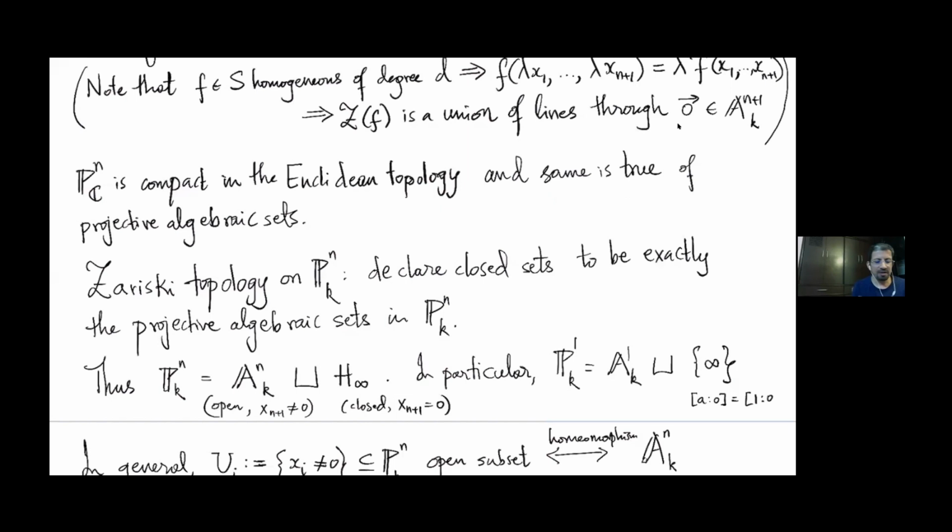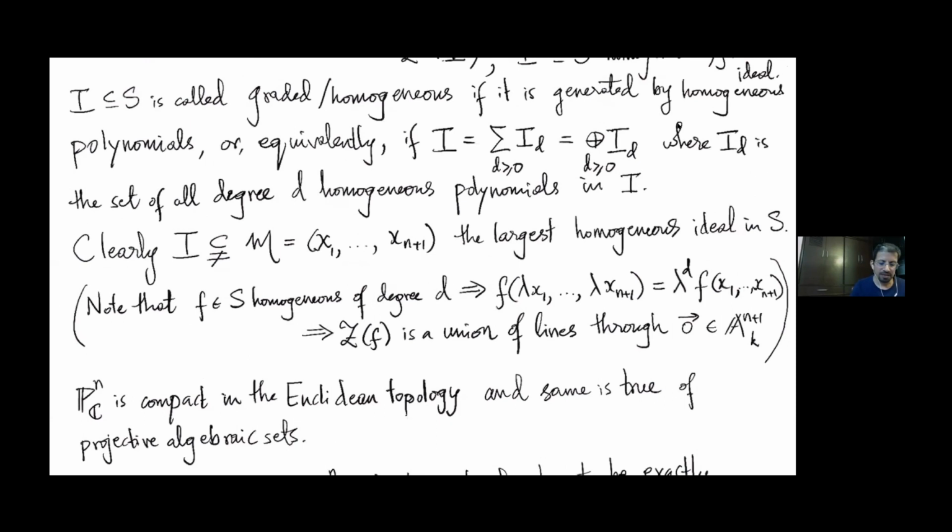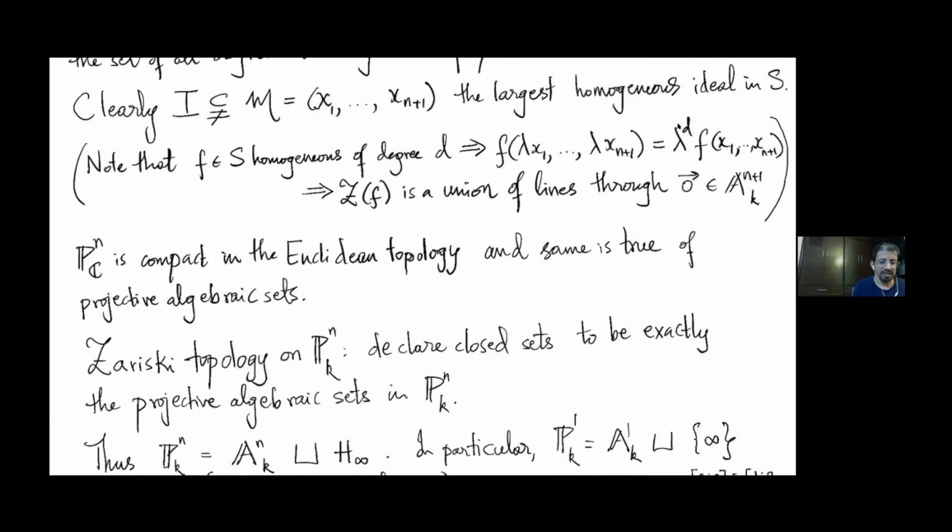And in fact, the same will also be true about projective algebraic sets, because they are closed subsets in P^n C in the Euclidean topology, because they are given by vanishing of some polynomials. So they will be closed subsets of P^n C in the Euclidean topology, and so therefore they will also be compact. And P^n C is compact because, essentially, you can show that it is actually the quotient of the sphere in R^(2n+1).